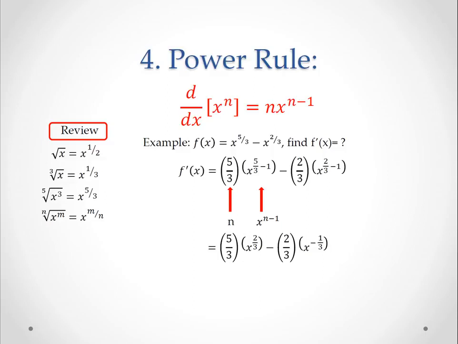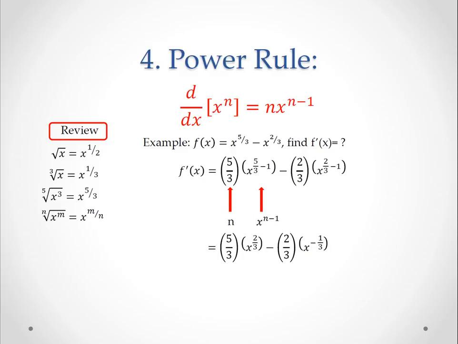Let's look at an example. The example is f(x) is equal to x to the 5 divided by 3 minus x to the 2 divided by 3. So what is f prime of x? f prime of x is equal to the derivative of the first part minus the derivative of the second part, as we learned in the sum and difference derivative rule. So for the first part, we move the power in front, which is 5 divided by 3, and we do the subtraction of the power to get the new power, which is 5 divided by 3 minus 1. We get 2/3 in this case.